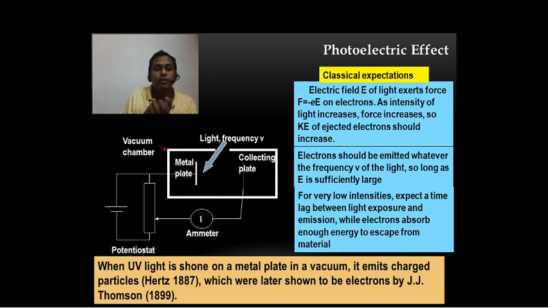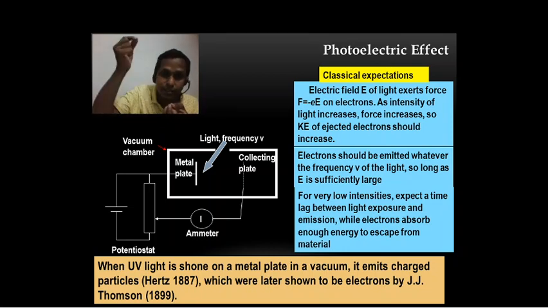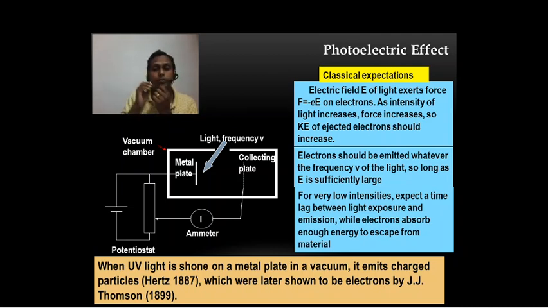Another one is that at very low intensities, a time lag is expected between the incident photon and the ejected electron. That also does not happen. These are the classical expectations, but they are not observed in the photoelectric effect. What is observed is just the opposite, contradictory to the classical expectation. That's why classical physics could not explain the photoelectric effect. So that's about the classical expectation.